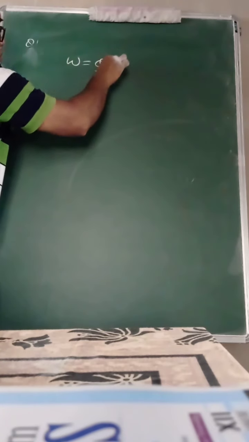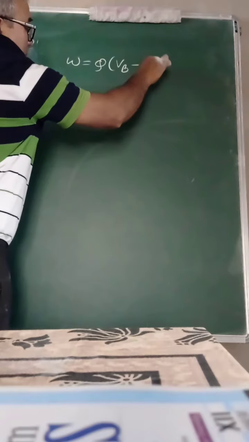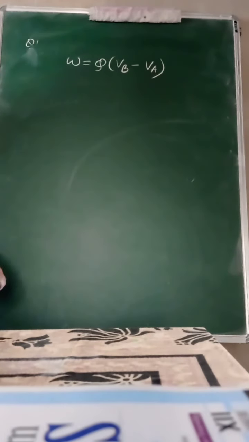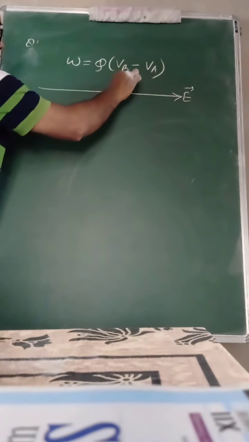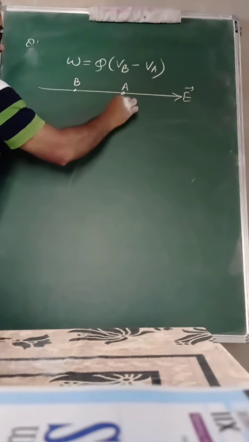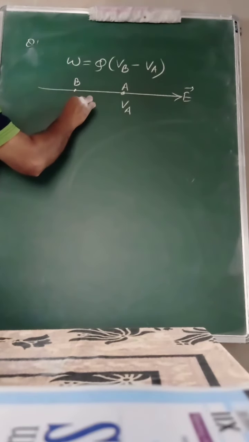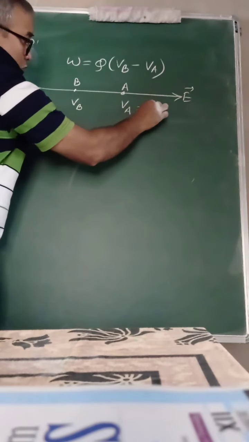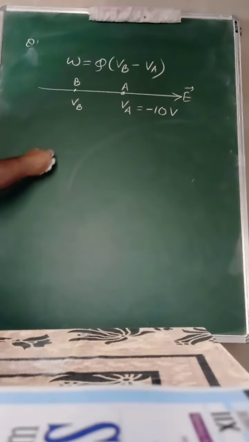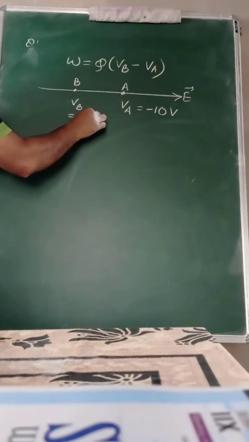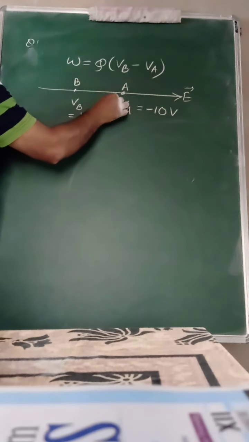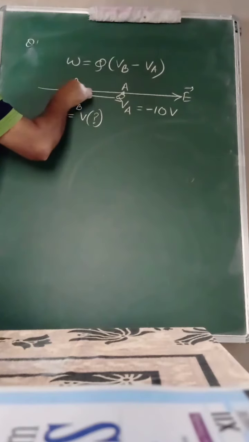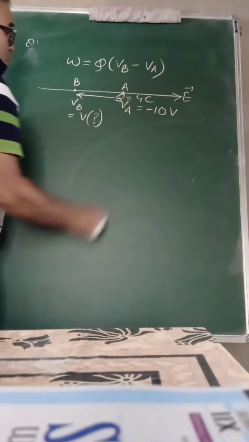So in the first lectures, we have written one statement, W is equal to Q (VB minus VA). If we move a charge, I think the figure is like this. This is the direction of electric field. I have taken 2 points. This is the point A, this is the point B. I call potential at A VA, potential at B VB. According to the numerical, potential at A is minus 10 volt and potential at point B is V. It is unknown to us, therefore we have to calculate it. And we move a charge Q in this direction. What is the value of Q? Q is 4 coulomb.